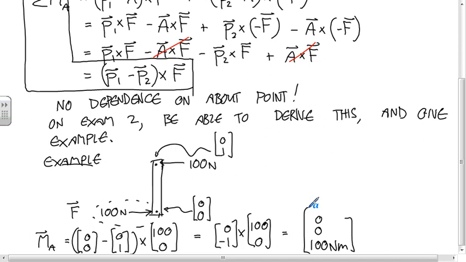Okay, so does it make sense physically that that couple would produce a positive moment about Z? That's exactly right. That's the way to think about it. Those two things would make it rotate counterclockwise. That's a positive moment, and that's what we got here.